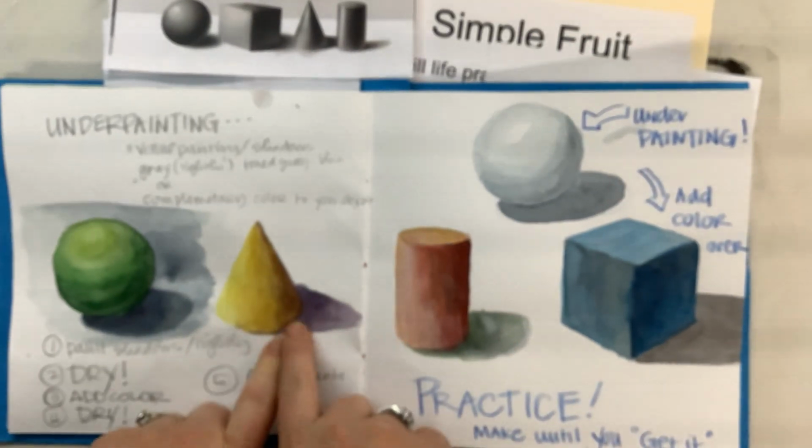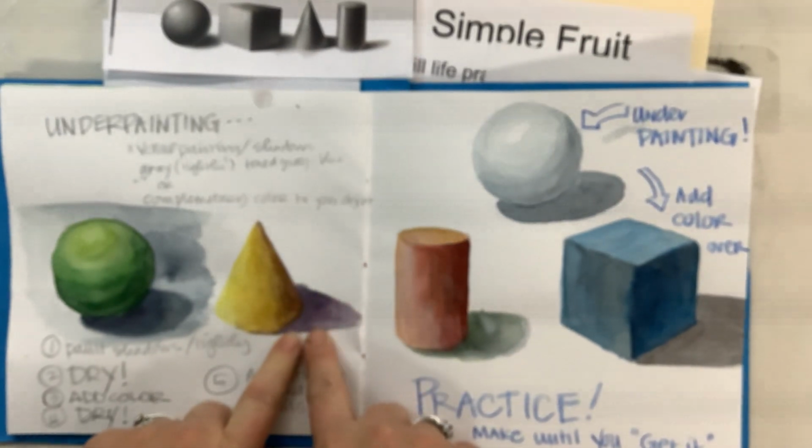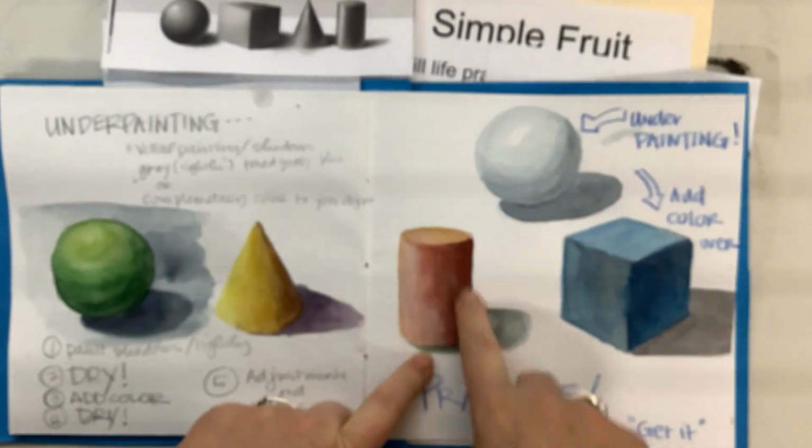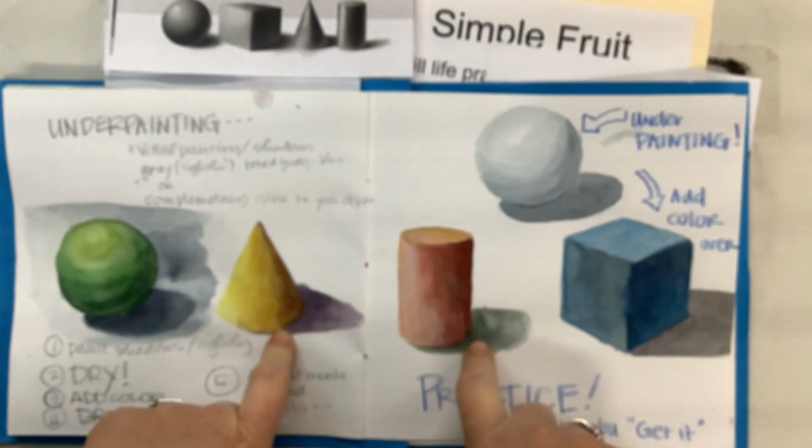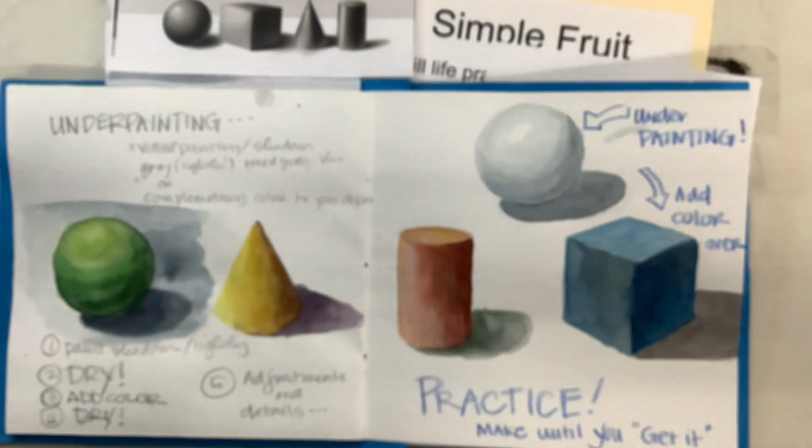So my cone here, I painted my shadows this light kind of murky purple. My cylinder, that's red, I used the green because that's the complementary color and it will naturally create the shadows that I need for my object.